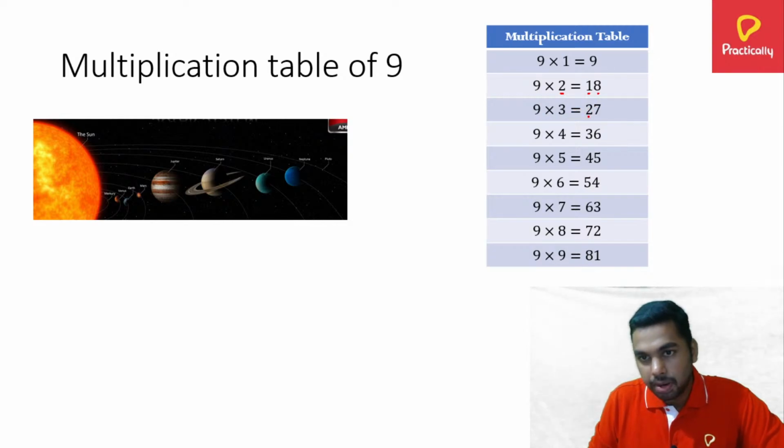Now 9 multiplied by 3 is 3 minus 1 you take, which is 2. And the remaining number is 2 plus 7, which is 9. Similarly, 9 multiplied by 4, you can write 3, which is 4 minus 1, which is 3. And you have the next number to be 6. Why 6? Because 3 plus 6 is 9.